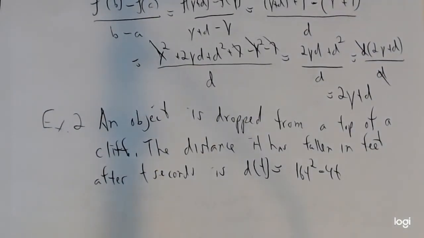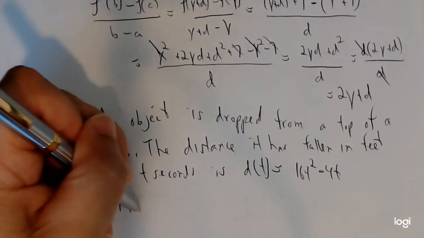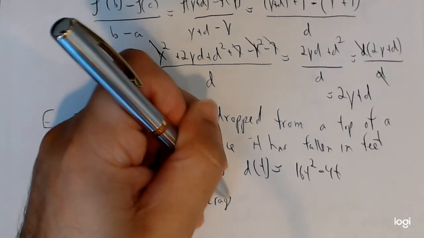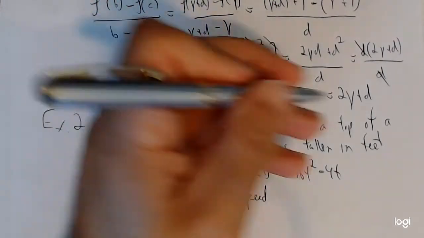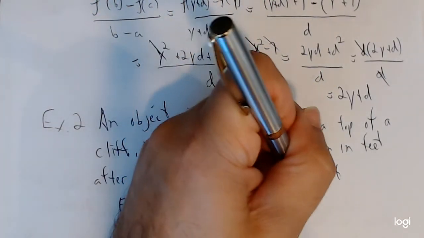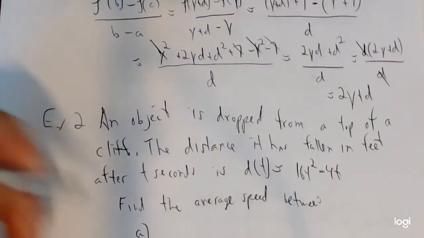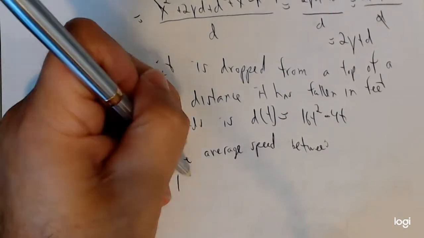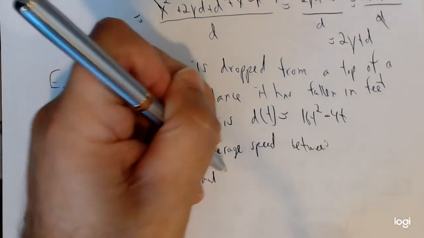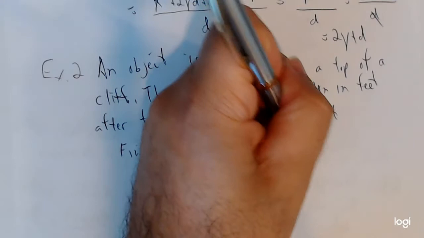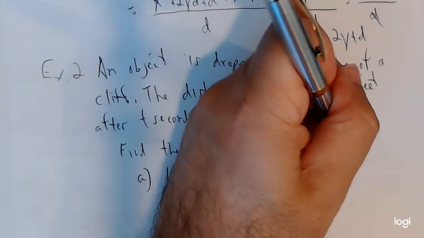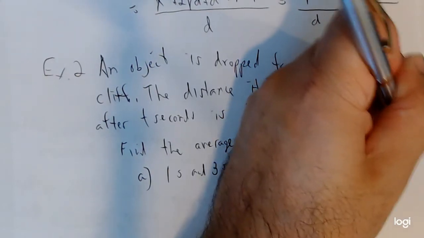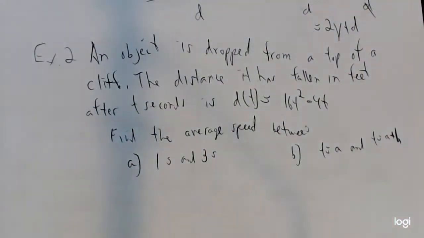Okay, so find the average speed between 1 second and 3 seconds, and then for part b, t equals a and t equals a plus h. So you might want to pause the video and do this on your own.